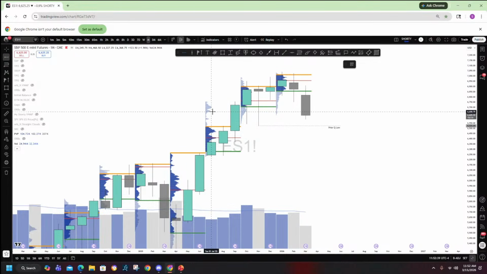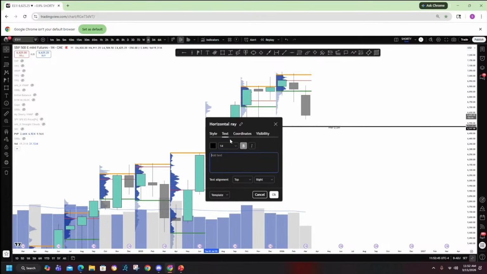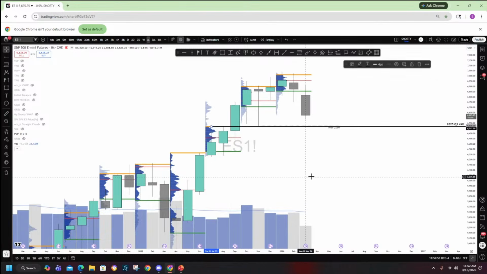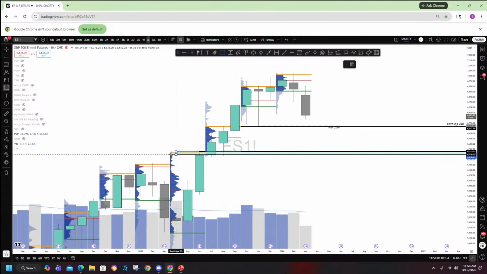And then this would be your what? Does this level have any significance? If I was to mark this, it would be 225 Q3 value area high. The reason why I mark these levels, like this one here, and then somebody said this zone is going to be important, and I couldn't agree more.